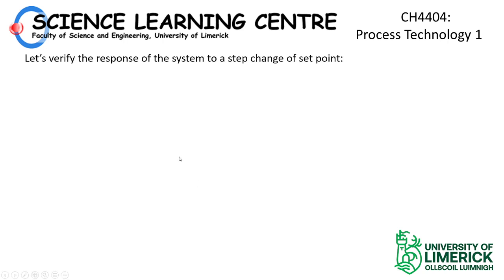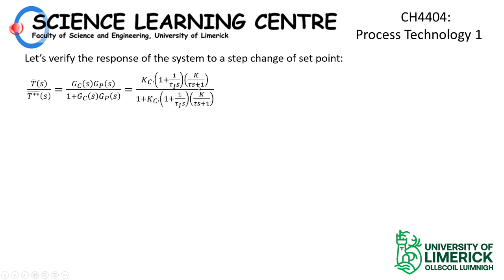Let's verify the response of the system to a step change of set point. So we want to plot the system response, so we're introducing a change of set point. So set point was set to 20 degrees C before. Now let's change that to 25. Now we have a step change of our set point. So the new value for our new set point is 25 degrees C. Expressing that in a deviation variable, it's plus 5 as a step function.